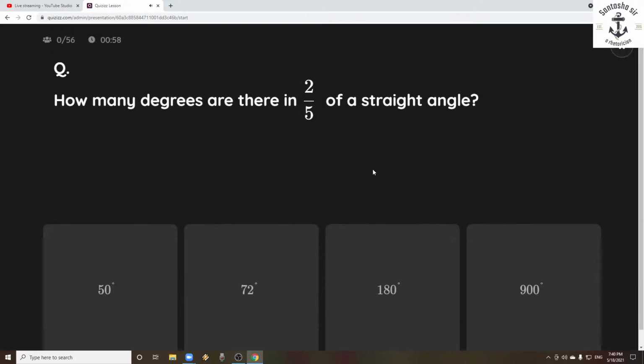How many degrees are there in 2 by 5 of a straight angle?